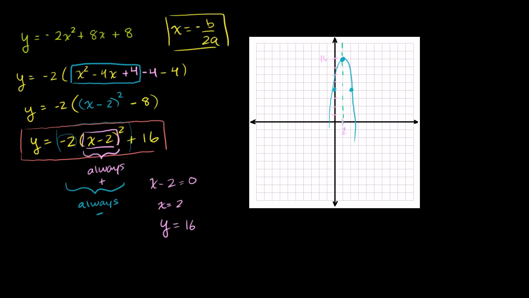But if you just mindlessly apply this, what's b here? So x is equal to negative, b here is 8, over 2 times a. A right here is a negative 2. 2 times negative 2. So what is that going to be equal to? It is negative 8 over negative 4, which is equal to 2, which is the exact same thing we got by reasoning it out. And when x is equal to 2, y is equal to 16. Same exact result there. That's the point 2, comma 16.